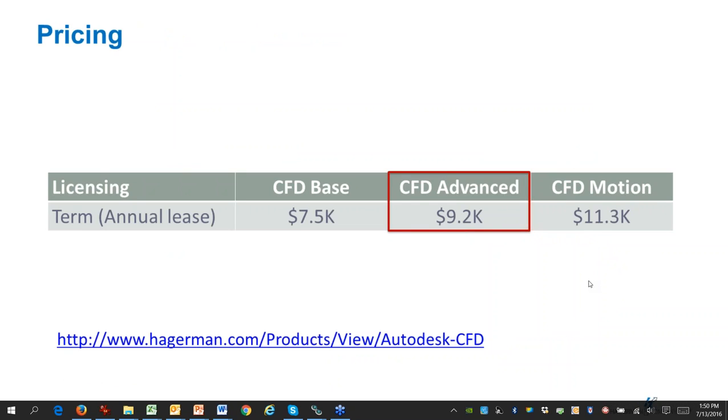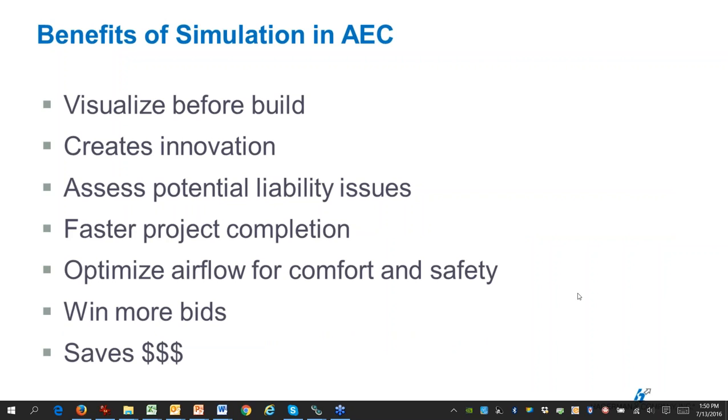In the spirit of transparency, just so you know what we're talking about here from a pricing standpoint, the software costs just over $9,000. There are 3 different tier levels, if you like, but 99% of everybody in the AEC, MEP industry uses the CFD Advanced product, and that is $9,200.